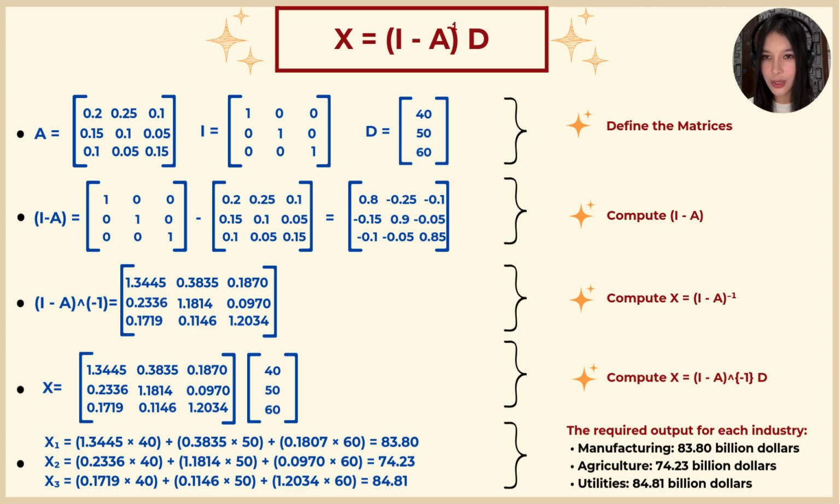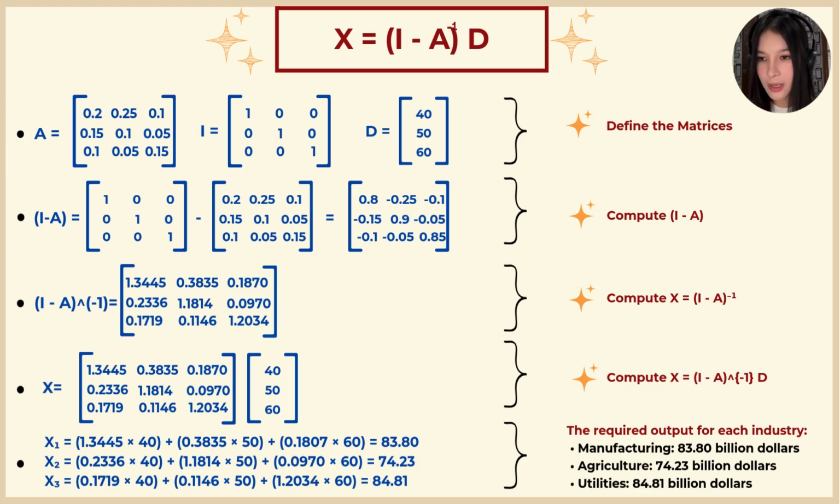The calculation for x2 and x3 will follow a similar process, and therefore we will have x2 equals $74.23 billion and x3 equals $84.81 billion. So we have calculated the output needed for each sector.